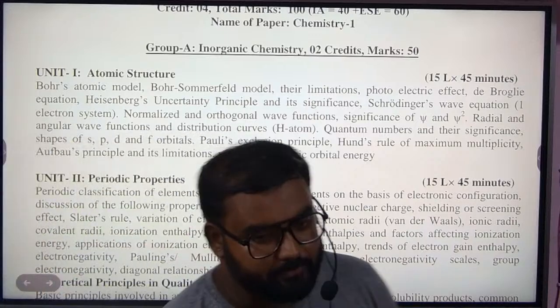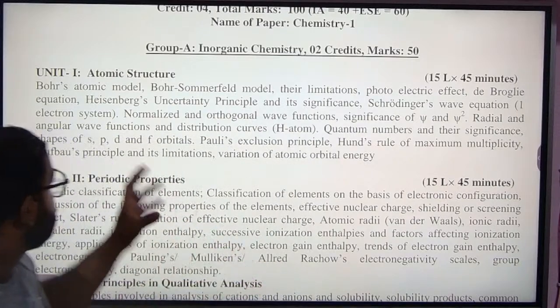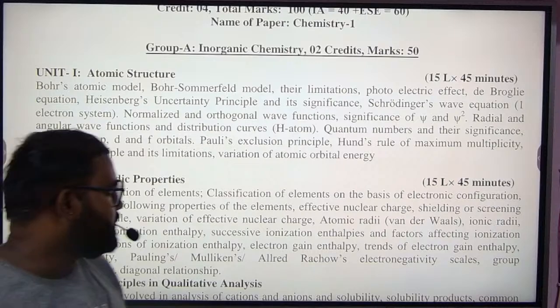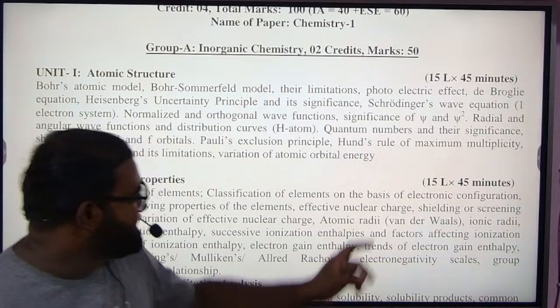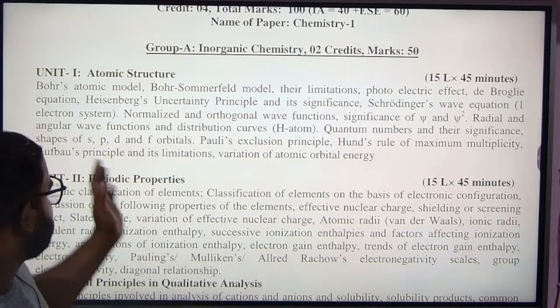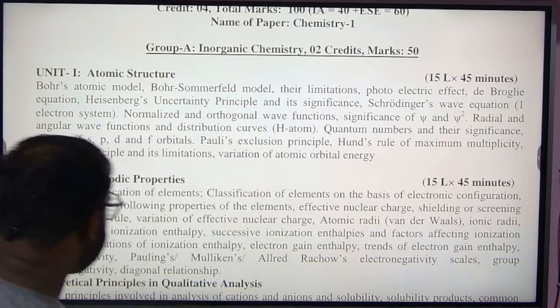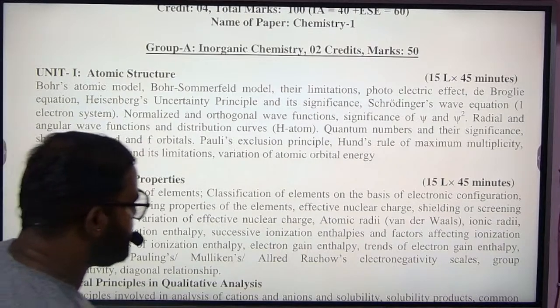Now, we have already done this chapter in class 11, but I know we are human beings, so there will be some problems in some parts. So today we will start again from the basics, and the basics are quantum numbers and their significance and all these S, P, D and F orbitals, which is the main part of this atomic structure, that is the unit 1.